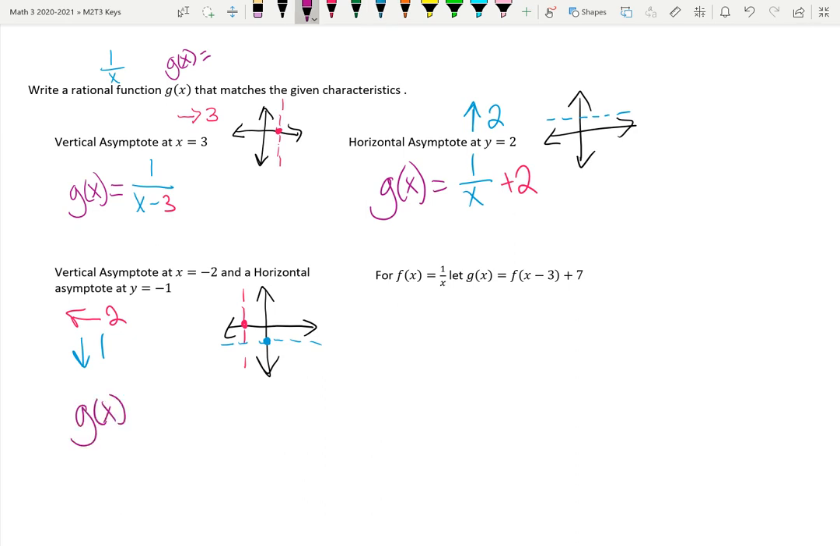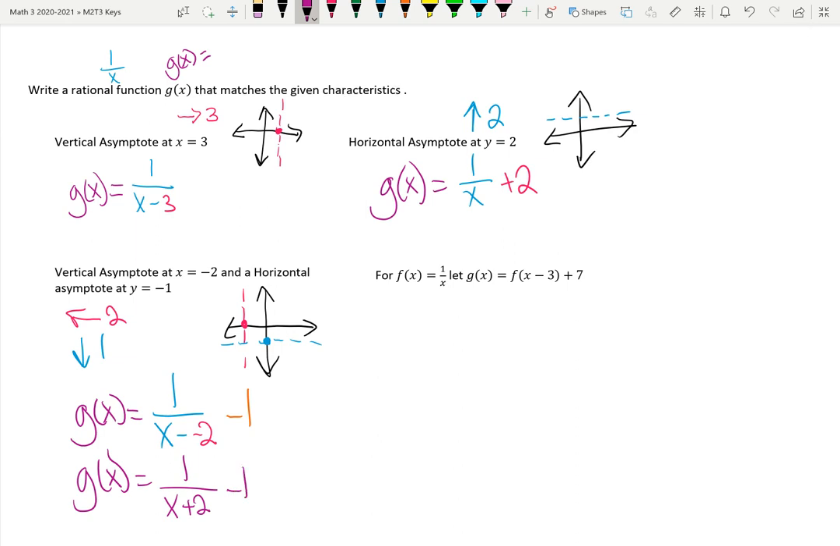g of x is going to be equal to my base function, and it's going to go to the left 2. It's always in the minus form, so that's going to be left 2, and then it's going to be down 1. I'm going to go ahead and take the opportunity to clean it up, and I'm going to rewrite it as 1 over x plus 2, minus 1.